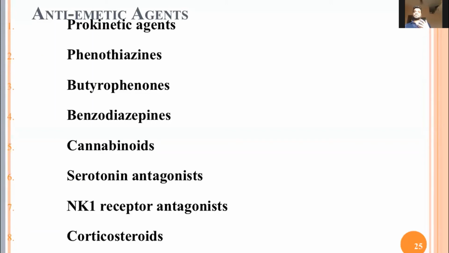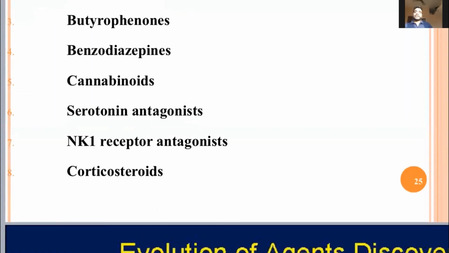These are some general classes of drugs. We have prokinetic agents. We have phenothiazines. We have butyrophenones. We have benzodiazepines. We have cannabinoids. We have serotonin antagonists. We have NK1 receptor antagonists, and we have corticosteroids. So we'll see all these one by one.